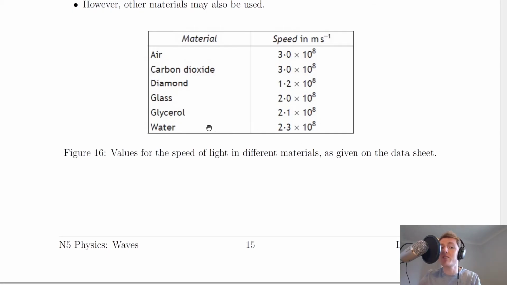So light travels faster in water than it does in glass, but it's still less than the speed of light in air. You'll also see we've got the speed of light in carbon dioxide, another gas, so it's still the same as in air, diamond 1.2 times 10 to the 8, and glycerol, which is that kind of gloopy liquid, which is 2.1 times 10 to the 8 meters per second.